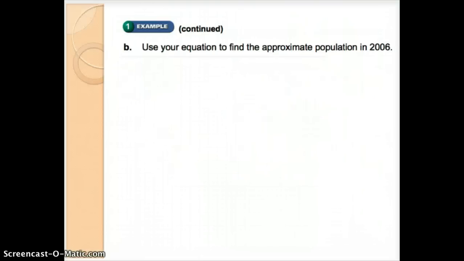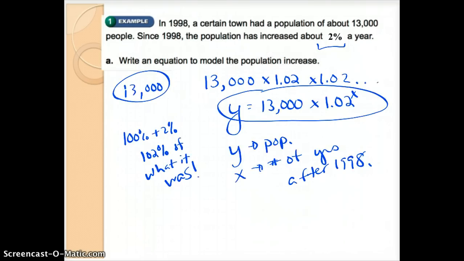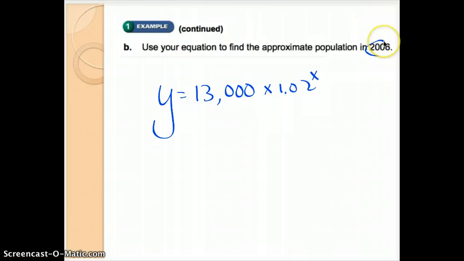Okay. All right, so now what you're going to do is use your equation to find that approximate population in 2006. So we had that y equals 13,000 times 1.02 to the x. And we knew that x was the years after 1998. So 2006, that's 8 years after 1998. So we're going to do 13,000 times 1.02 to the 8th to figure out y.